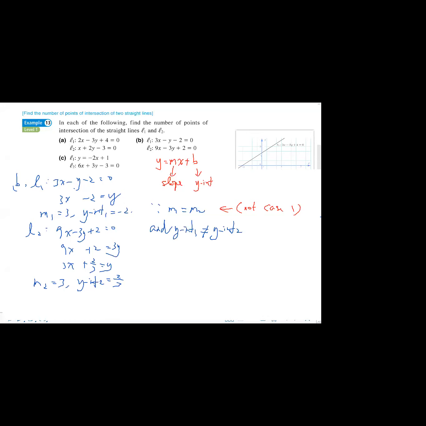So they are parallel, but not passing through the same points, which means that they are just a pair of normal parallel lines. Which means that it should be case 2. Case 2 means there is no intersection point. So that is the answer. And let's do part C also.